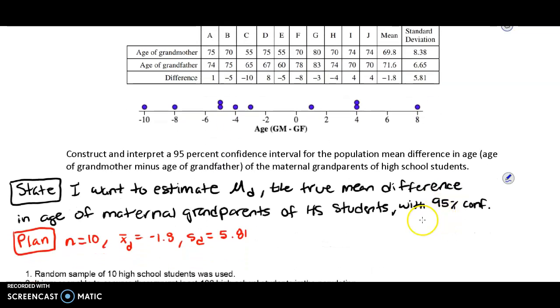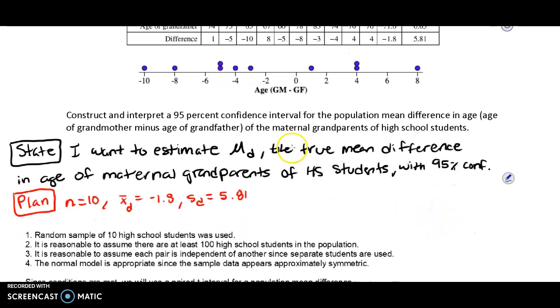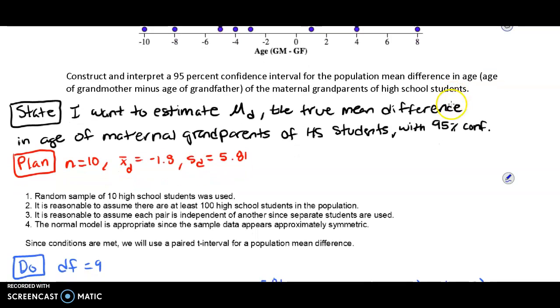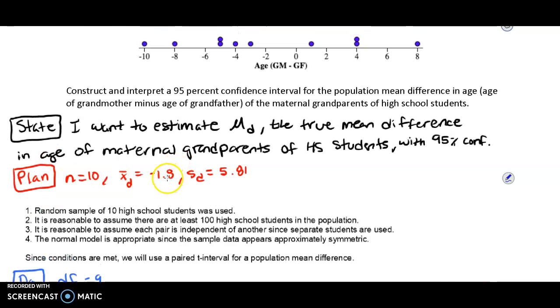Well, I'm asked to construct and interpret a 95% confidence interval for the population mean difference. So I will start by stating that I want to estimate mu d, the true mean difference in age of maternal grandparents of high school students, with 95% confidence. In my plan step, I was told that I had 10 students. I had an average difference of negative 1.8 and a standard deviation of the differences of 5.81.